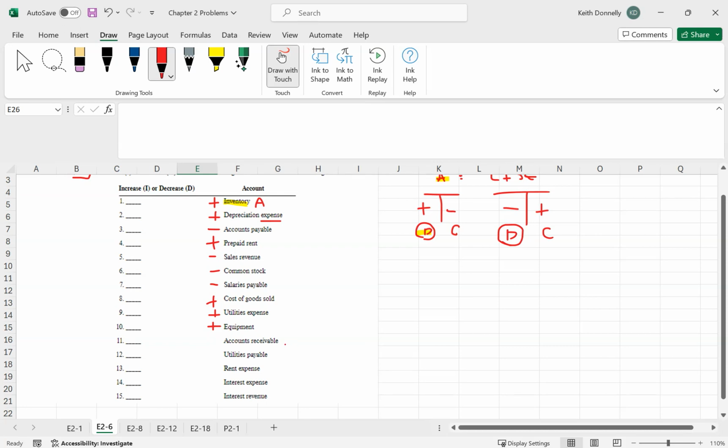Receivable, account receivable is an asset. Account payable is a liability. So receivable is you're going to receive in the future, somebody pays you money. Payable is in the future, you have to pay somebody. So receivable, asset, payable, liability. So here it's an asset, it's going to increase with the debit. Payable, liability, it's going to be the reverse.